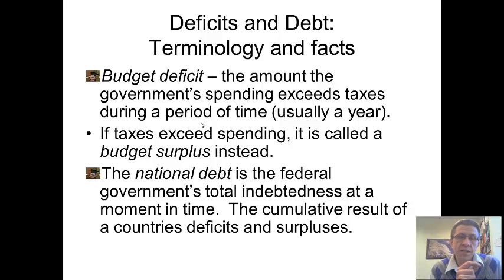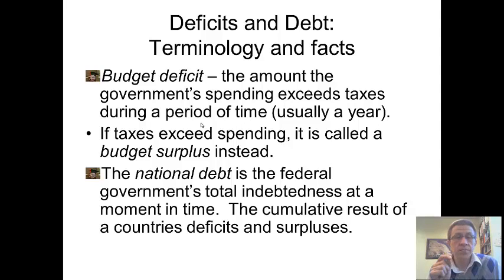A deficit is basically the shortfall of money in a given year. So if in a particular year the U.S. spends $500 billion, or half a trillion dollars, more than it brings in tax revenue, we would say there was a budget deficit of a half trillion dollars, or $500 billion.